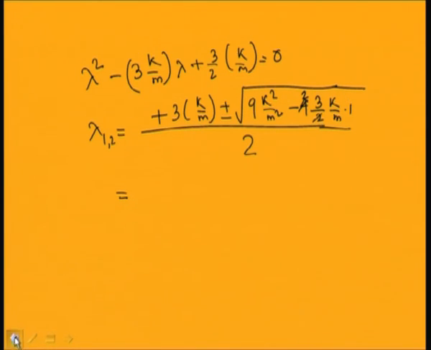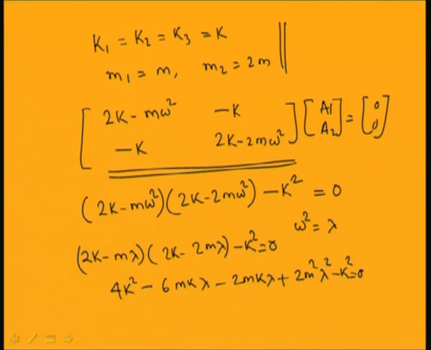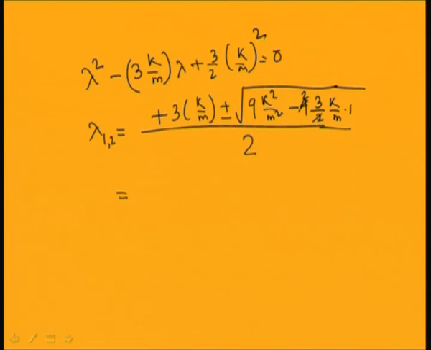From this expression you can see there is a square term, 3 by 2 k by m whole square. So, lambda 1 is 0.634 k by m and lambda 2 is 2.366 k by m. So, I got two values of the natural frequency: lambda 1 equal to 0.634 k by m and lambda 2 equal to 2.366 k by m.